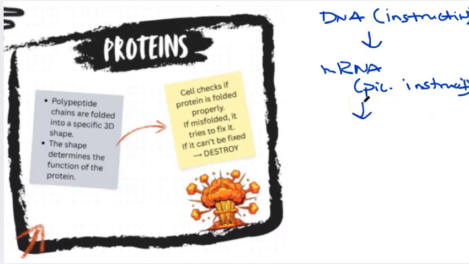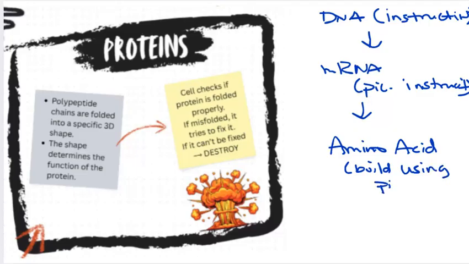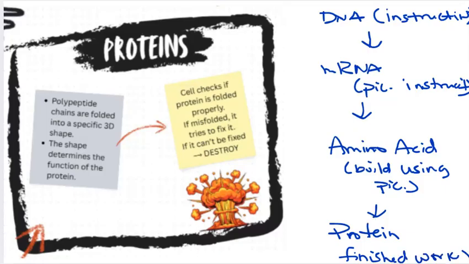Then I take that picture instructions and then I build whatever it is. That's the amino acid. That's when we actually build using those picture instructions. And then we get our final product, which is going to be our protein. That is our finished work. Or in this case, a protein does a certain function.